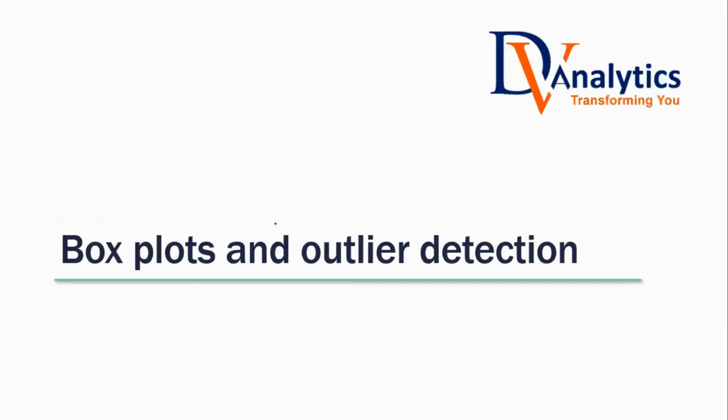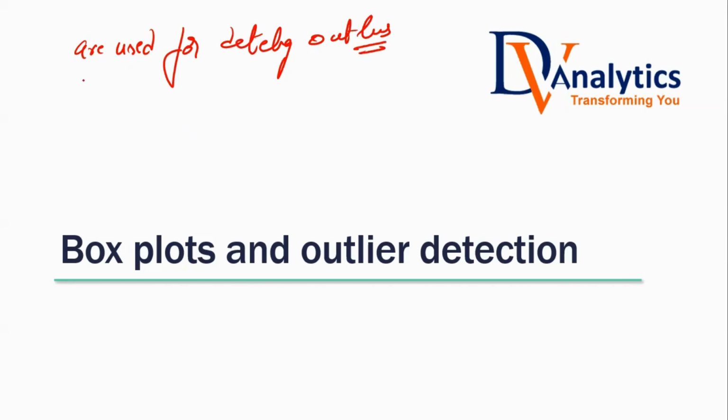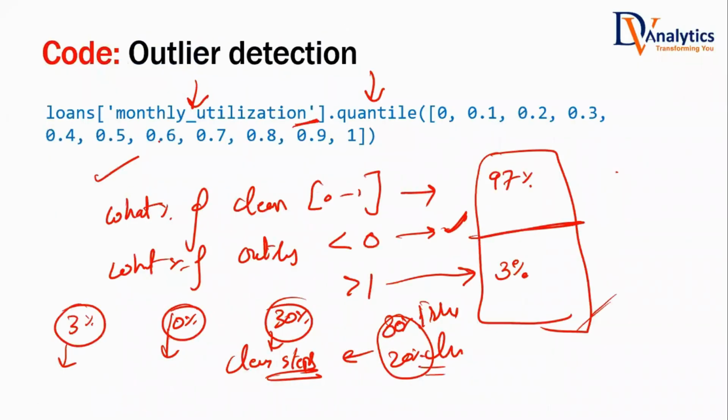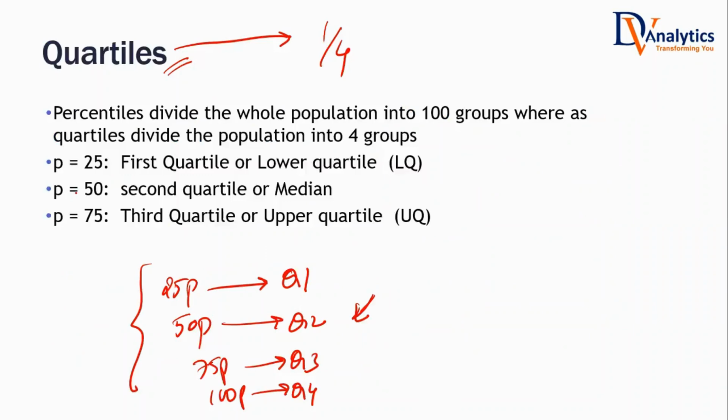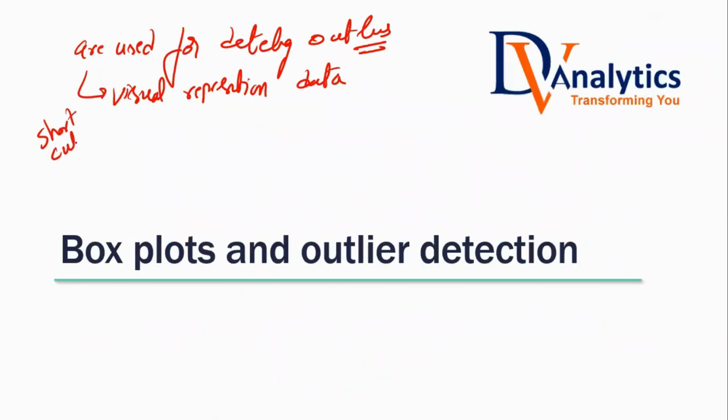There is something called a box plot. A box plot is a visual way of detecting outliers. Box plots are used for detecting outliers. They give you a visual representation of the distribution of the data. By looking at that visual representation, you will be able to quickly detect whether there are any outliers or not. Already we have detected outliers; this is the shortcut method. In a shortcut way, if you want to detect outliers, you can use box plots.